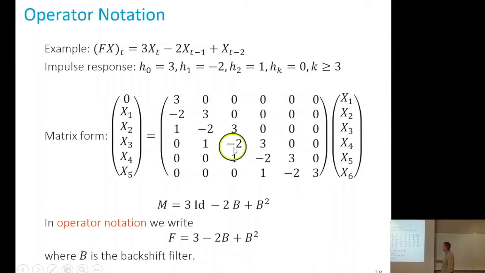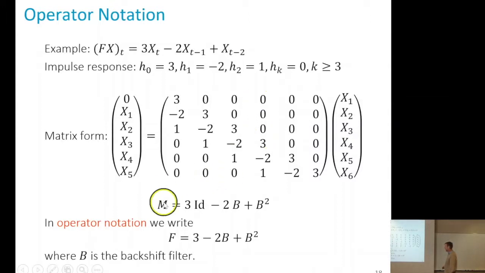Minus 2 times a matrix that has 1 everywhere below the first diagonal, which is exactly the backshift operator we saw, minus 2B, plus 1 B squared, which is the backshift operator applied twice. So that's another way to write exactly the same equation. I'm saying the output is equal to 3 times the input, minus 2 times the input shifted backwards, plus 1 times the input shifted backwards twice, which is simply saying xt minus 2.